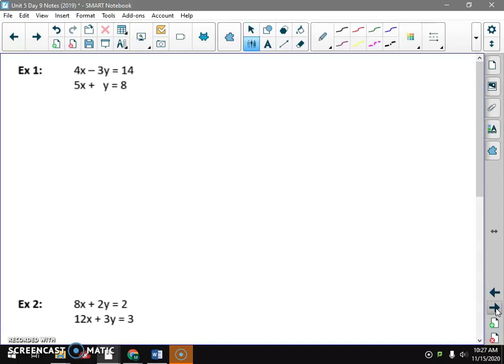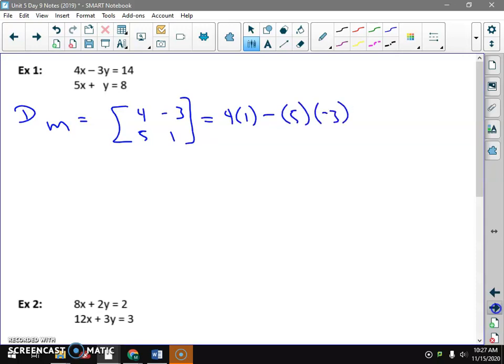So I'm going to create a main matrix first, which is 4, negative 3, 5, 1. I use capital D to stand for finding its determinant. 4 times 1 minus 5 times negative 3. 4 times 1 is 4, minus negative 15 is plus 15, 4 plus 15 is 19. That has nothing to do with the answers to x or y. It's going to help us find them, though.